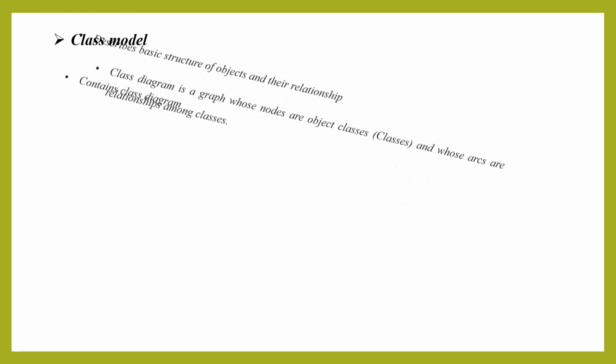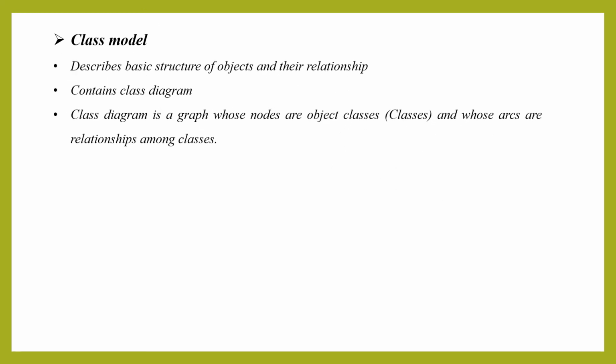The first model is your class model, which describes the basic structure of the objects in a system and their relationships: how the object has to be created, what is the structure of that particular object, and the relationship among the classes and objects. The class model contains the class diagram. Why do we need the class diagram? The class diagram is just a graph whose nodes are classes and whose arcs connect the classes, showing the relationship among them.